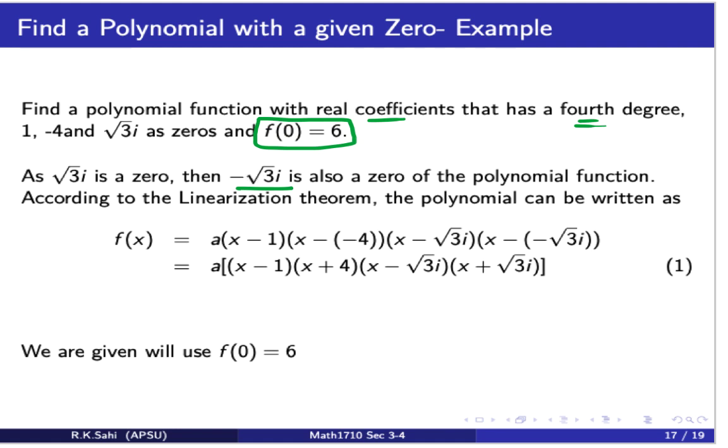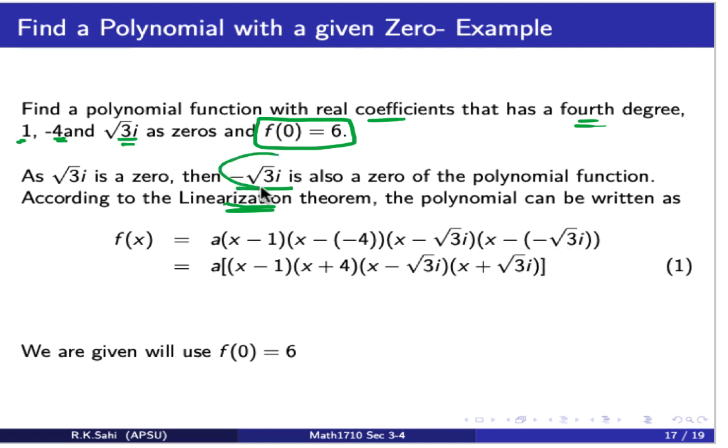Okay. So the first thing we know is it's a 4th degree polynomial. That means 4 factors will be there. And we're also given f of 0 equals 6. So we're going to proceed very, very slowly and take our time. According to the linear factorization theorem, the polynomial can be written as a times x minus 1, that's corresponding to this one. x minus of minus 4, corresponding to the zero minus 4. Then x minus square root 3 i, corresponding to square root 3 i. Then x minus of minus square root 3 i.